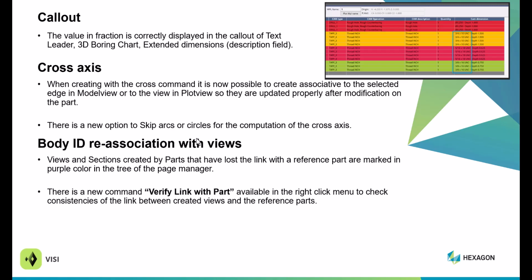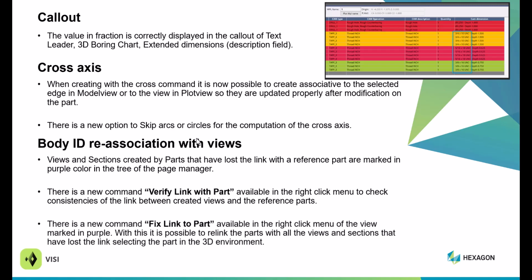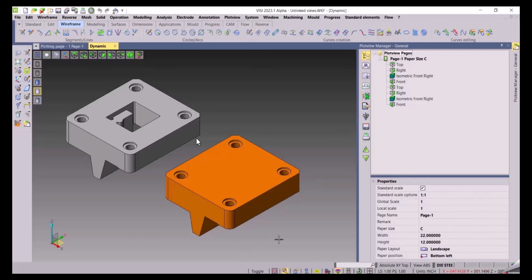You have a verify link parts, which allows you to verify the link part so it goes back to the model view. It allows you to reselect parts to associate to that plot view area. And you can also fix link parts as well, which basically does the same thing. So this is a big enhancement if you do a design change that for some reason disassociates the view from plot view. This is big within the plot view area. So here's just a quick video kind of showing that.